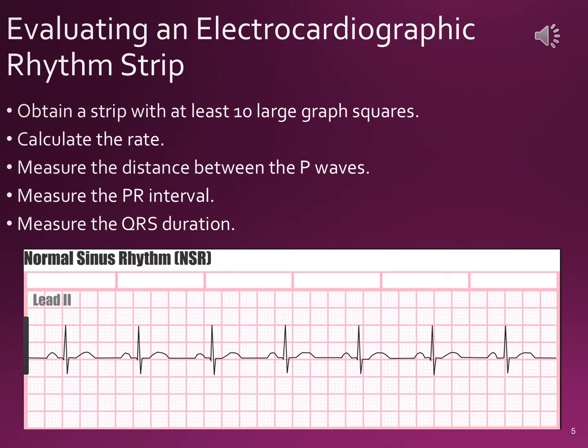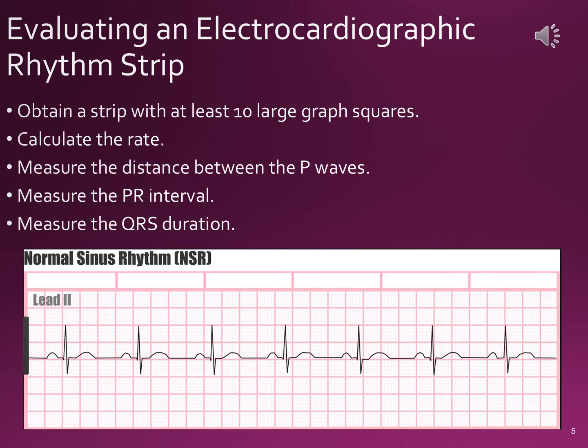So you can look at this in a number of different ways. One way is just to look at a rhythm strip. So this is a rhythm on one lead. This happens to be lead 2. Obtain a strip, and you look at the strip, and there's small squares and large squares. And again, just FYI, I don't expect you to commit this to memory.